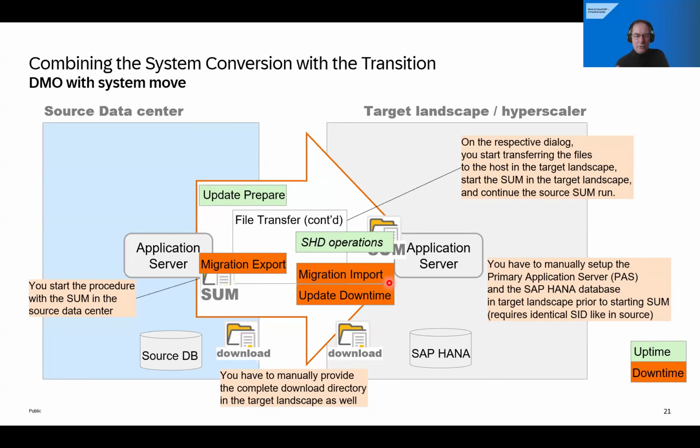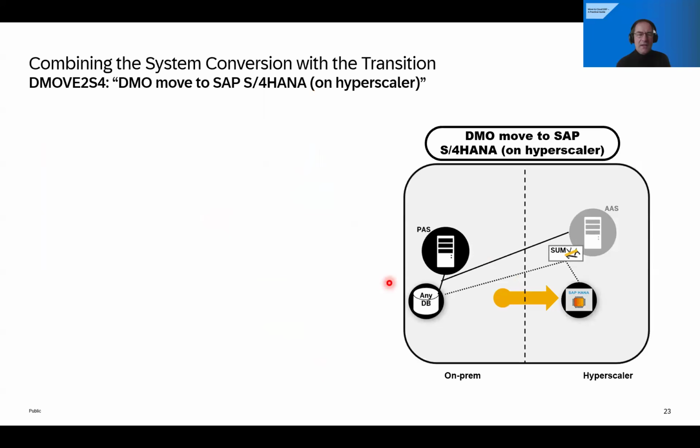And we have not only migrated the content from source to target HANA database, we have not only executed the conversion, but we have also done the move to SAP S/4HANA Cloud Private Edition. That is DMO with system move. And now the new approach, the move to S4, that somehow looks similar.